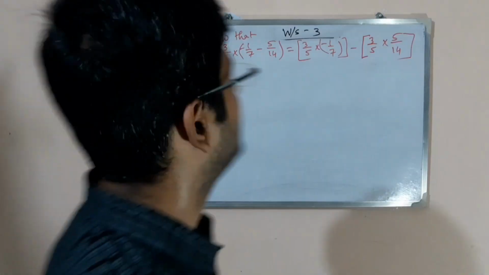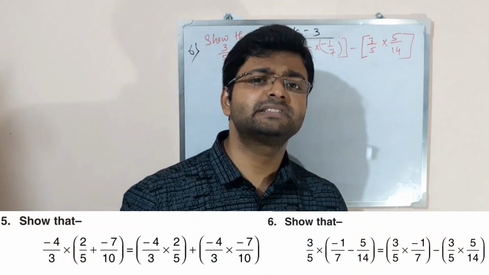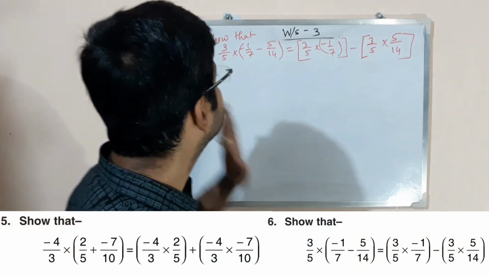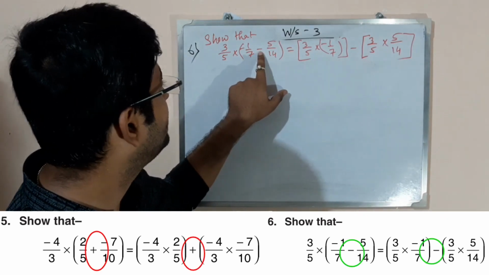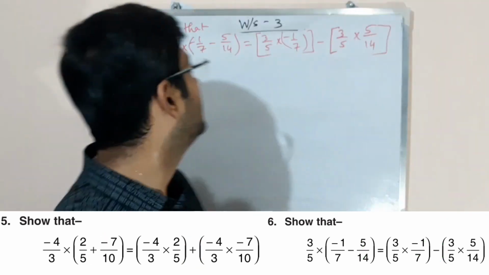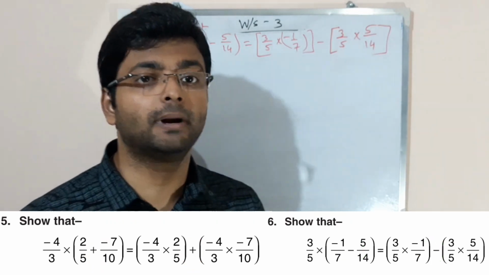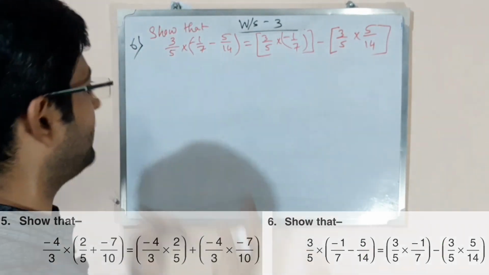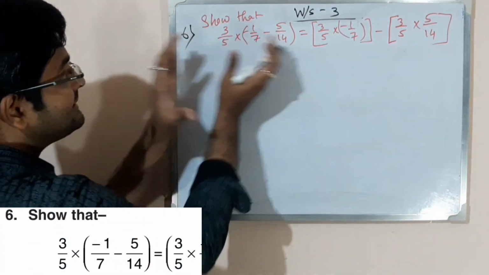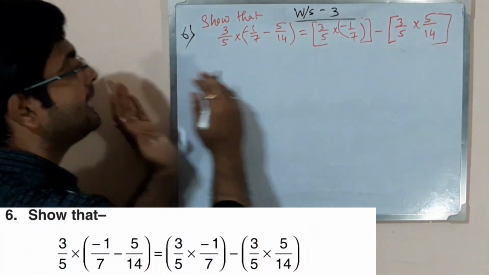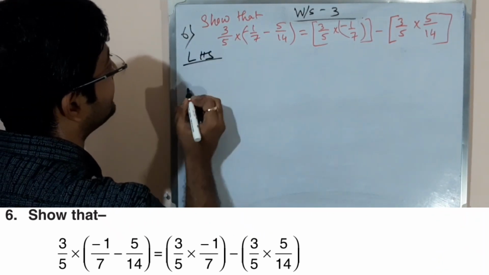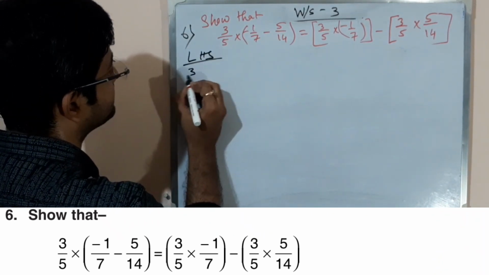So that's it. Students, question number 5 and question number 6 are both the same type of sum. Just the difference is the minus sign, and in question number 5 a plus sign is given. I think you can do question number 5. So let's do question number 6. So that means you have to verify the thing. This is the left hand side and that is the right hand side. By this we have to prove this.